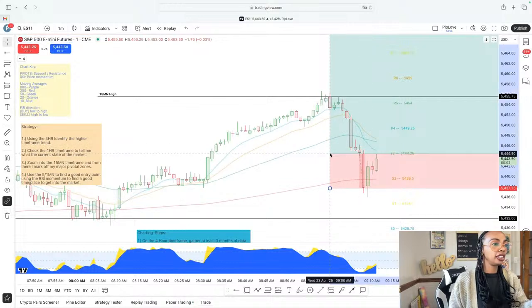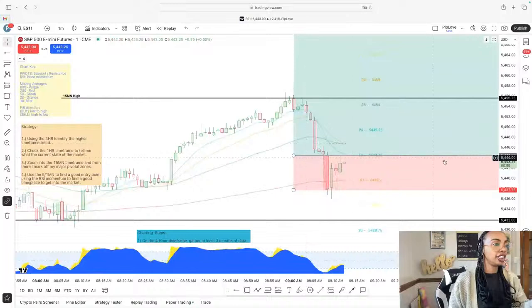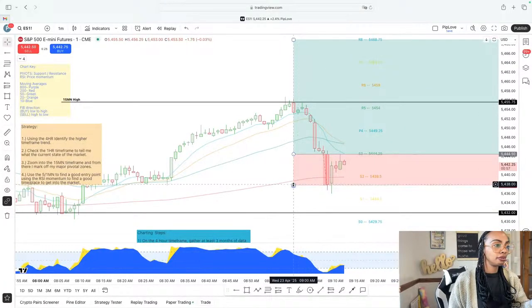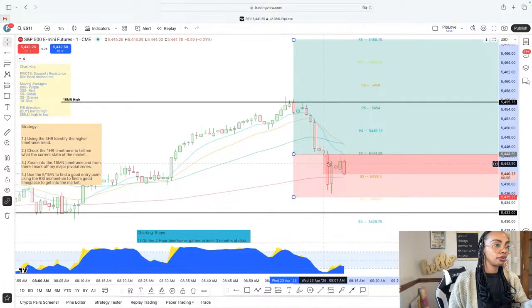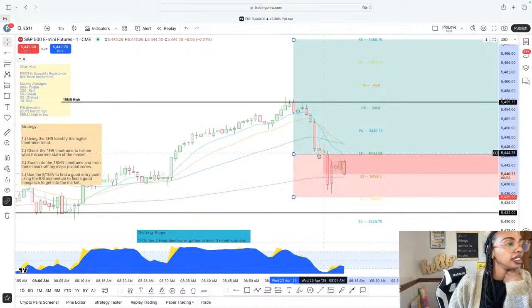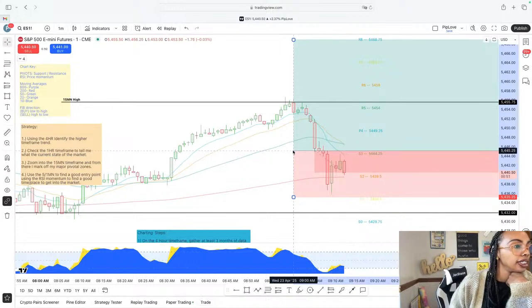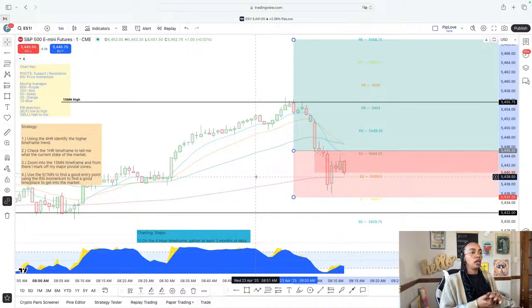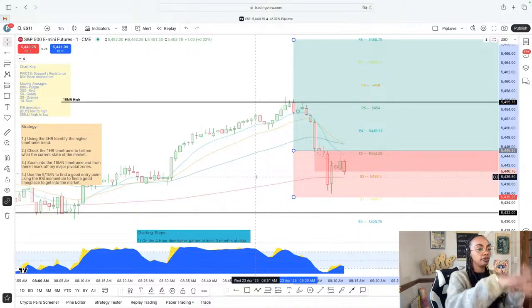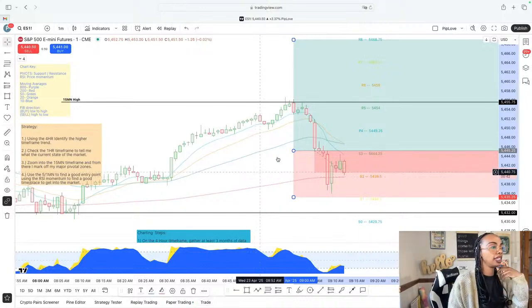Some people might take this entry and wait till it breaks above this candlestick. I kind of want to wait till it breaks above this wick here. Wait till price has moved out of this little sideways movement.